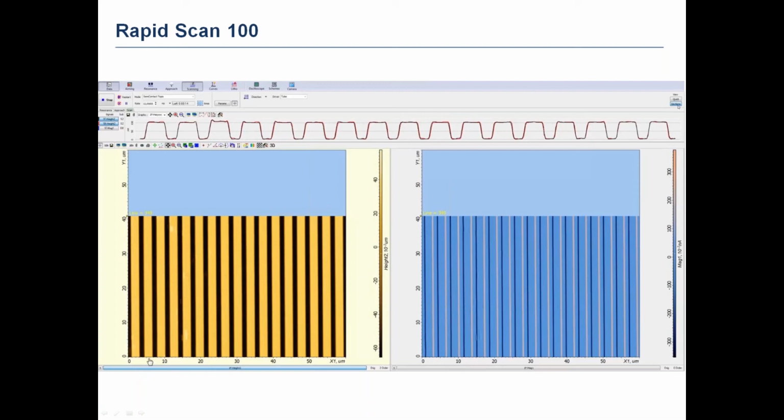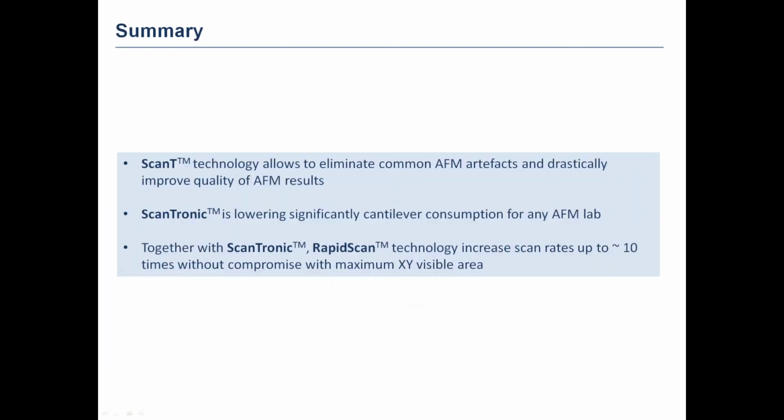So this is basically it, and we are moving to summary. The ScanT technology allows to eliminate common AFM artifacts, and it drastically improves quality of AFM results. The second important point is that ScanT is significantly lowering cantilever consumption in any AFM lab. And together with ScanT, the rapid scan technology allows to increase the typical scan rates up to 10 times without compromising maximum XY visible areas.